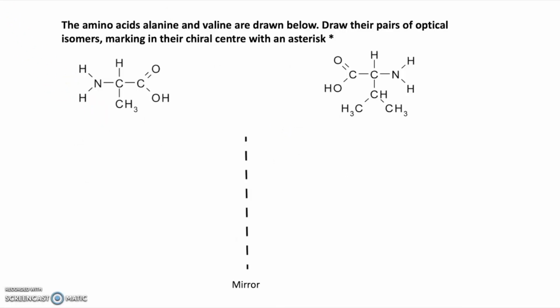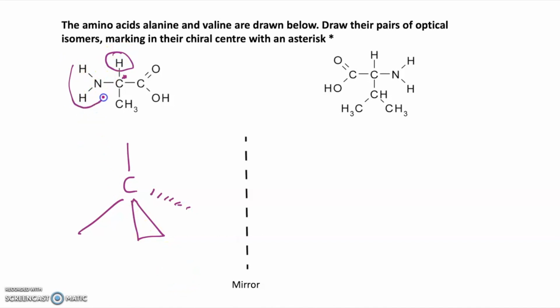So in this question, you're asked to draw the pairs of optical isomers, marking in their chiral center with an asterisk for alanine and valine. So you can see I've marked in the chiral center here, and I'm going to draw a tetrahedral. So I'm drawing 2 bonds here in the plane, a triangle to represent a bond coming out of the plane, and a dashed line going behind.